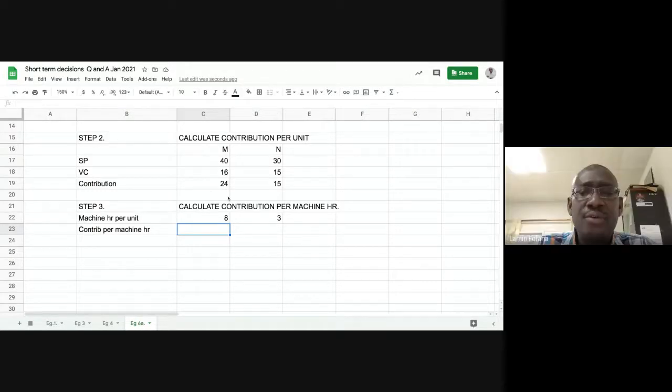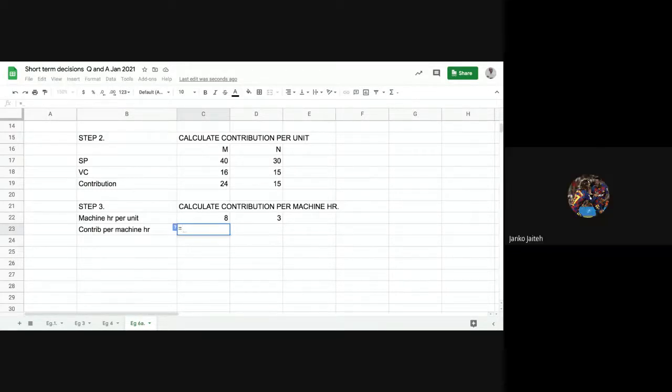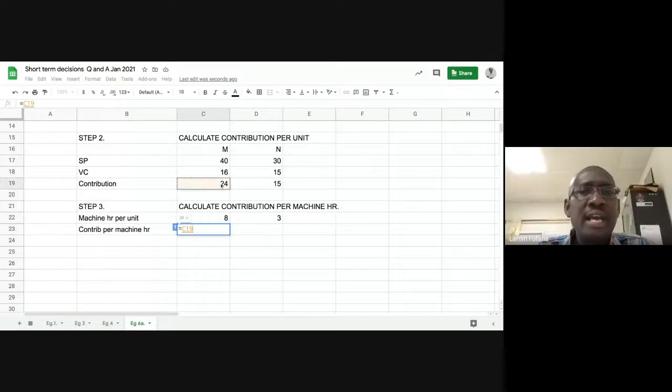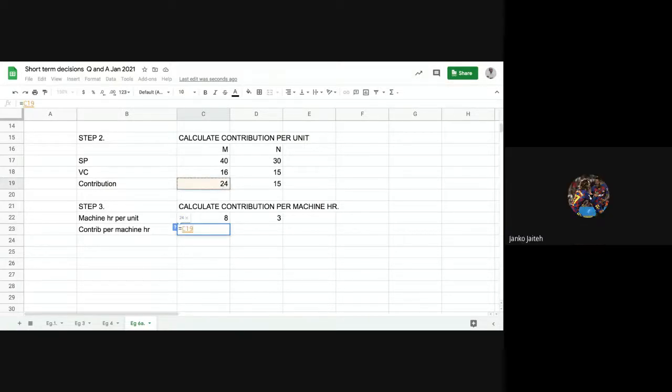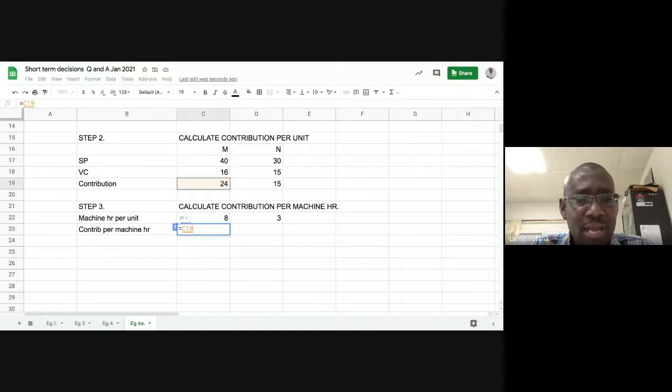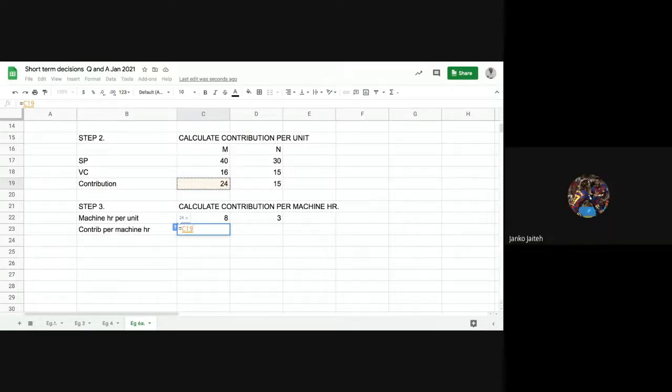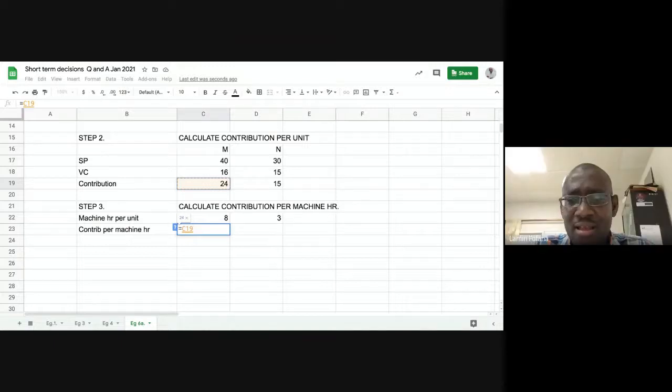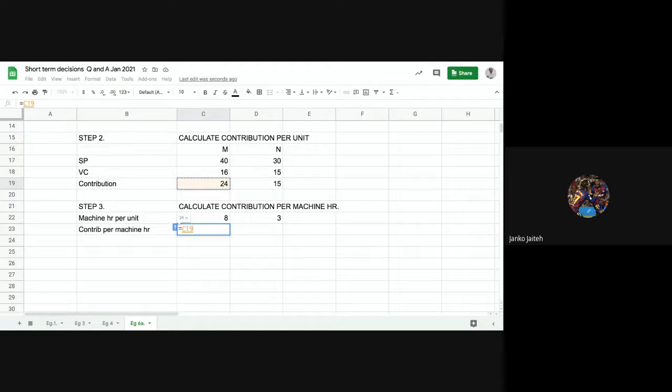So we say equals C19 divided by C22. Oh my God! I cannot find the divided by key on my keyboard. Okay, slash. Which slash? Are we looking? There are 2 slashes. You know that the slashes are 2? Yes, but I don't have my computer right now.